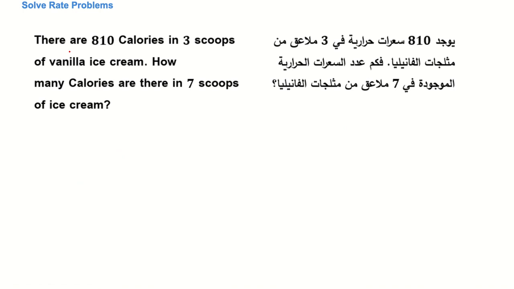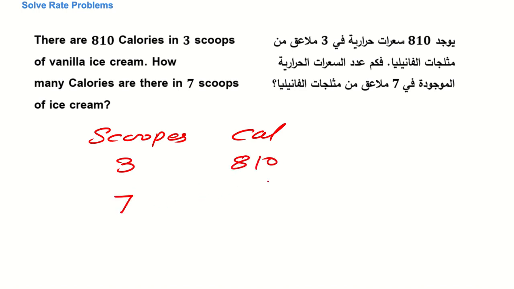Now there are 810 calories in 3 scoops of vanilla ice cream. How many calories are there in 7 scoops? Now you see, this is scoops and this is calories. So this is 3 scoops, 810 calories. So 7 scoops, how many calories it will be? So what you can do here, see, we cannot divide this thing, so it will create problem. Okay, so we can go like this.